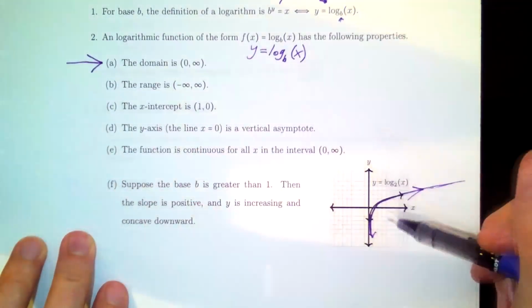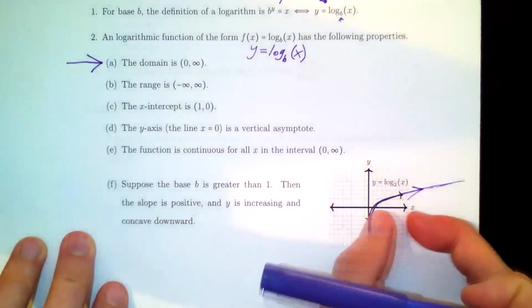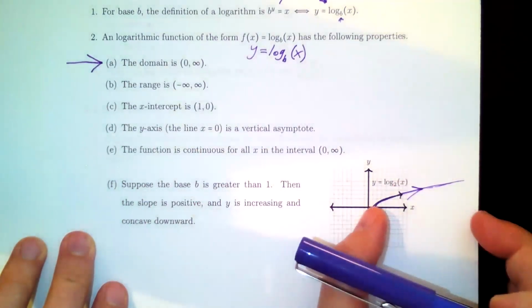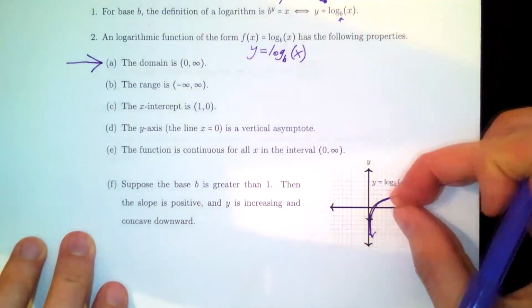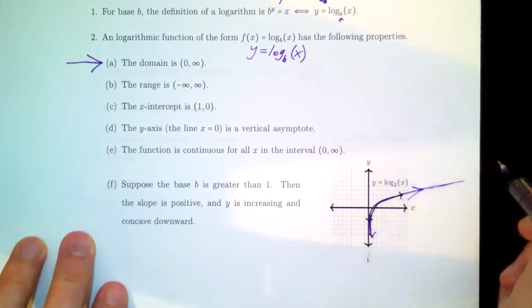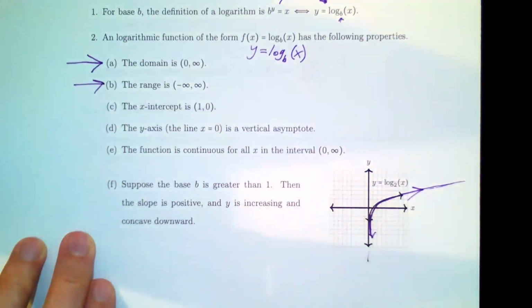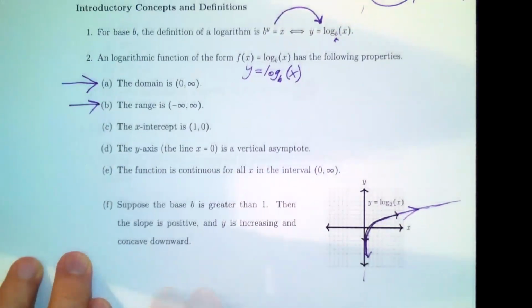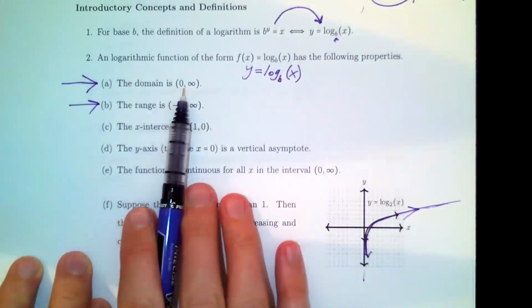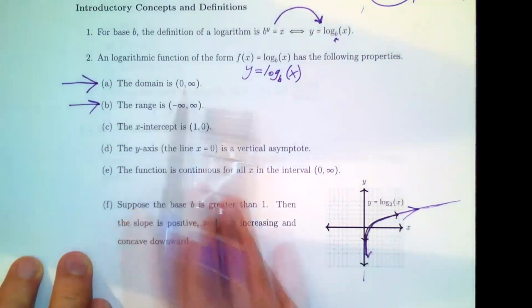The range, the set of y values that your graph takes up, is all real numbers. So while the x values your graph takes up are all the positive x values, all the y values are all of them, up and down. The graph goes all the way down and all the way up. So the range is minus infinity to infinity. So mostly what we're going to need to remember is that the domain of logs is positive x values. That is, I can't plug a negative number into a log.